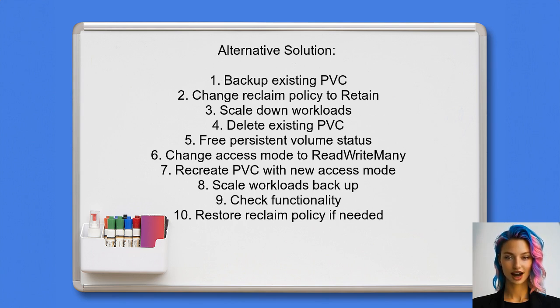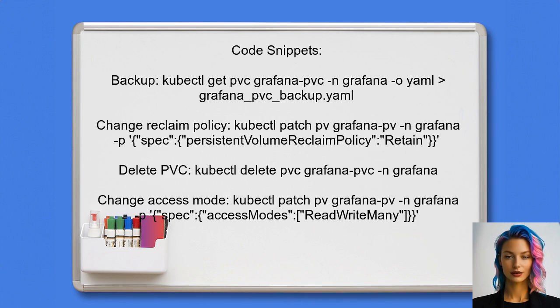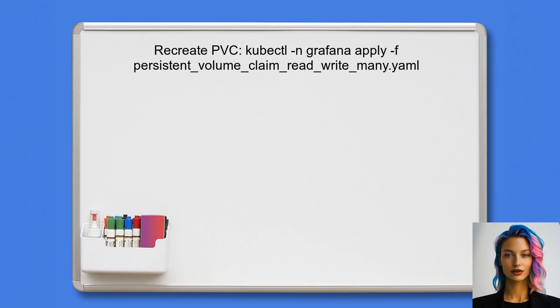First, back up your existing PVC. Then, change the reclaim policy of the persistent volume to retain to prevent data loss. Next, scale down any workloads using the volume, delete the PVC, and free the persistent volume status. After that, change the access mode to ReadWriteMany, recreate the PVC with the new access mode, and scale your workloads back up. Finally, check that everything is working correctly and restore the reclaim policy if needed.